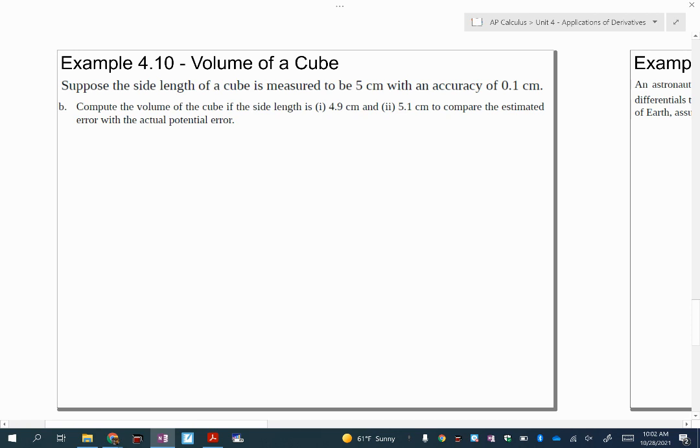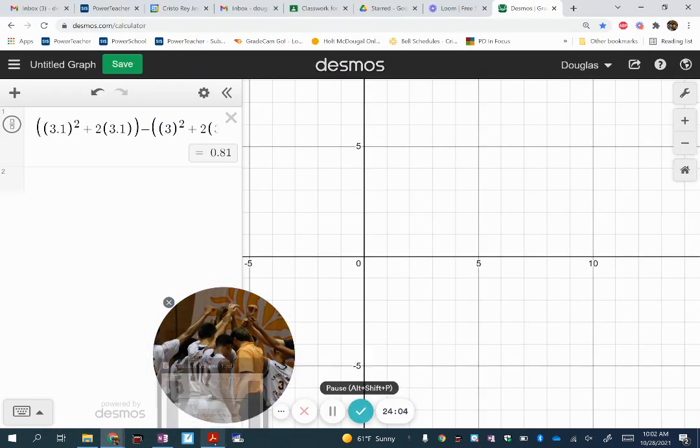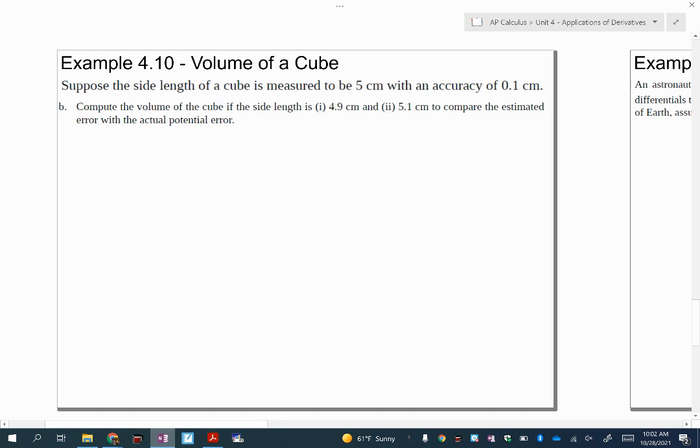Now, part B is where we're going to actually compute and compare the estimated error with the actual error. So we're going to find the volume if the side length had been 4.9, 0.1 centimeters below, or 5.1 centimeters, which would be 0.1 centimeters above. So we're going to first find the volume if it had 4.9 centimeters as the side length, so that'd be 4.9 centimeters cubed. I'm also going to find it if it had been 5.1 centimeters cubed.